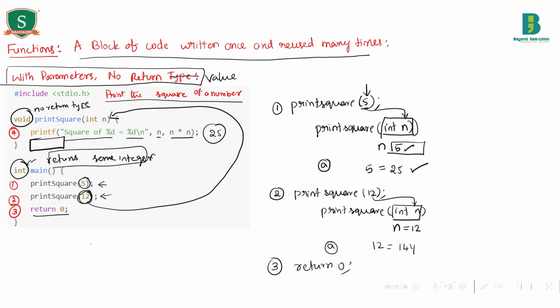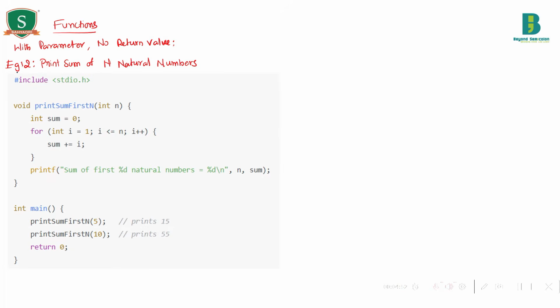Let us see the next example. We will increase the complexity of the function examples example by example. In total, I am going to discuss 4 examples for functions with parameters and no return value. Look at this function, printSumOfNNaturalNumbers. For example, if you give 3 as the input, what it does is 1 plus 2 plus 3, 6 will be the output. Let us trace the program and understand how it is working.